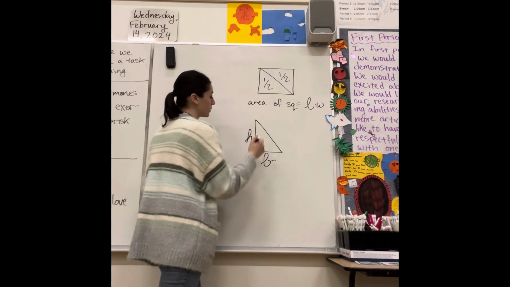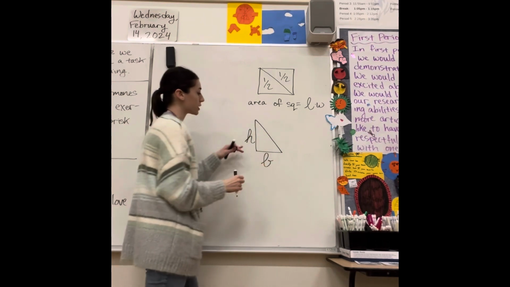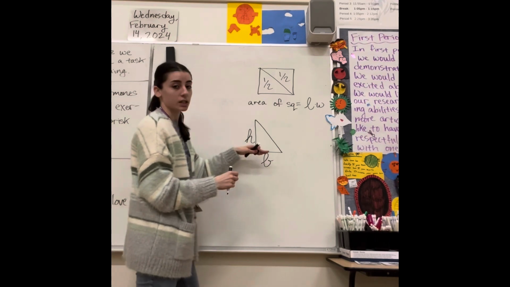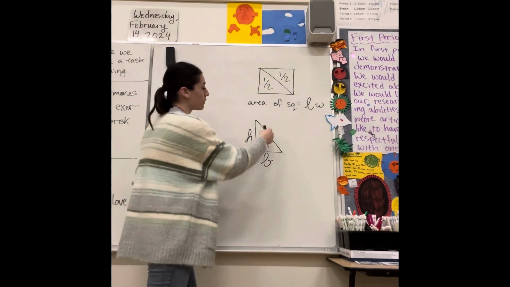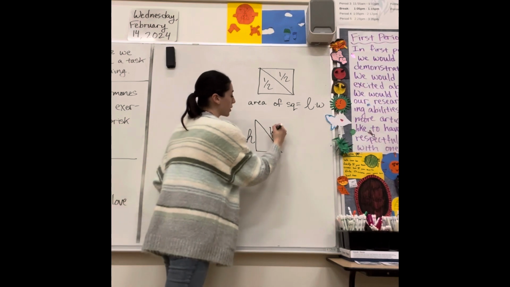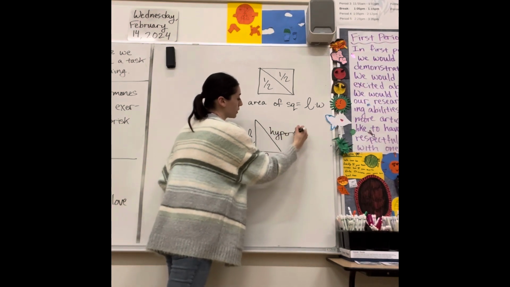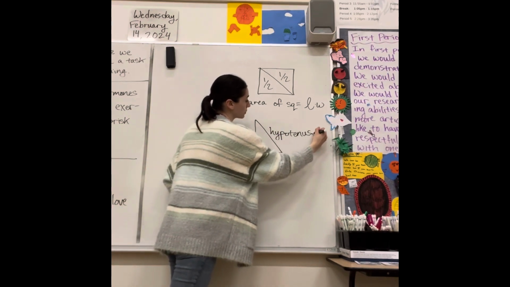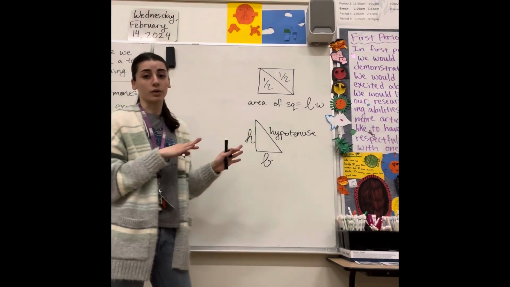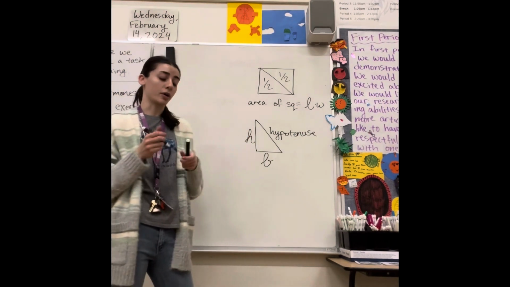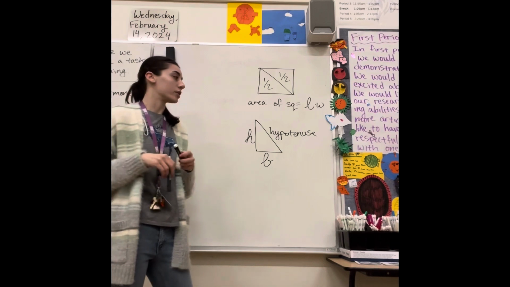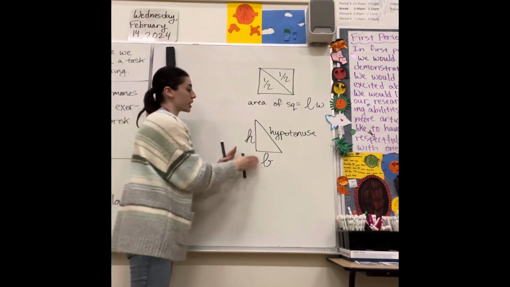Now the height is the side of the triangle that is longer. It is adjacent to the base. You also have your piece right here. This is called the hypotenuse. That's not something we're going to worry about right now. We're not worried about the hypotenuse because we're not using the hypotenuse. We're just going to focus on base and height.